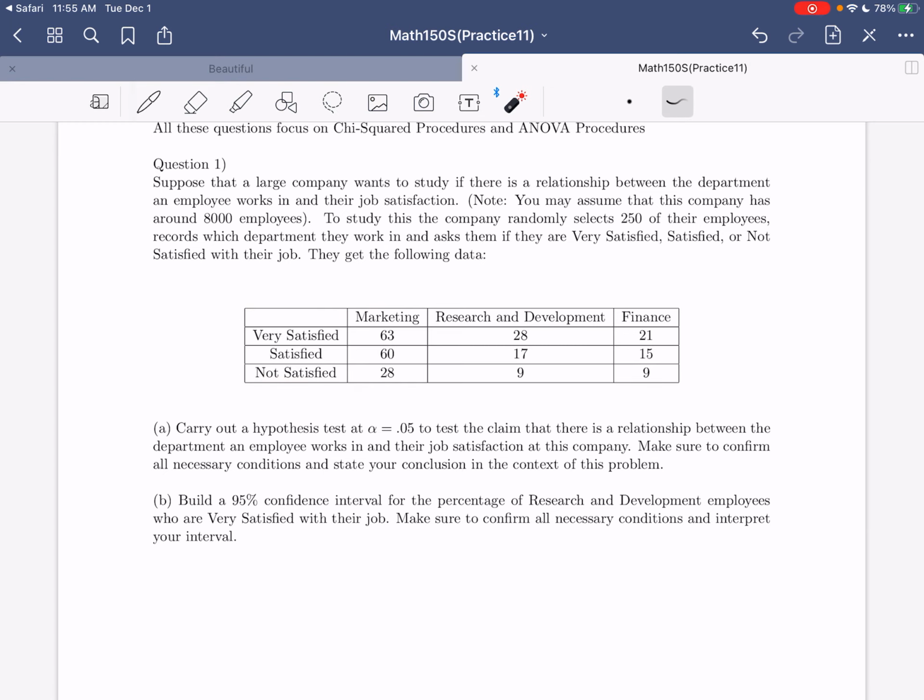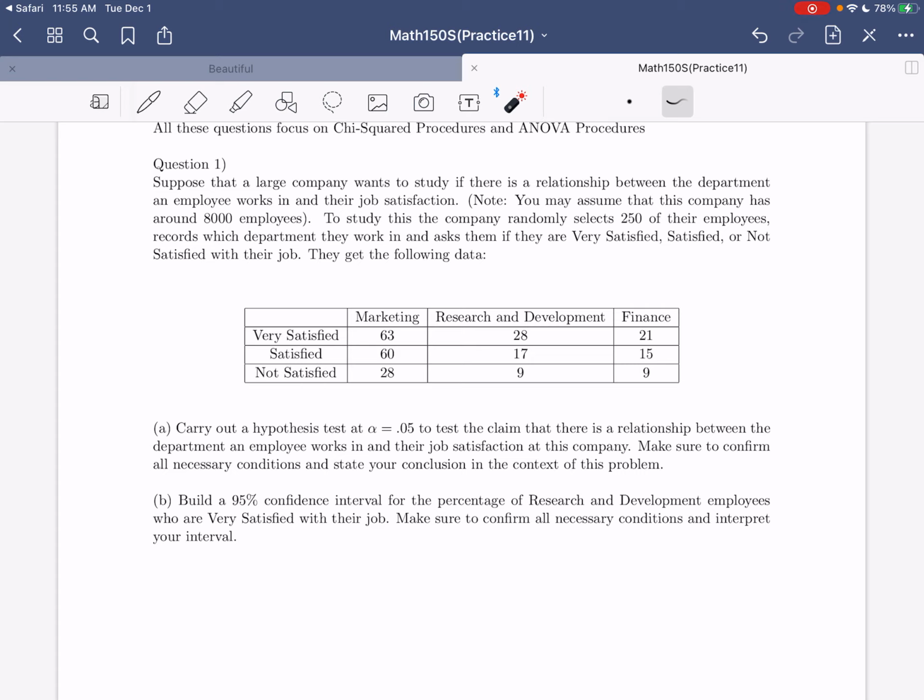We've got 2 things that we want to do here. First, we're going to try to carry out a hypothesis test at alpha equals 0.05 to test the claim that there is a relationship between the department an employee works in and their job satisfaction at the company. And then in part B, we're going to build a 95% confidence interval for the percentage of research and development employees, so one specific department of employees, research and development, who are very satisfied with their job.